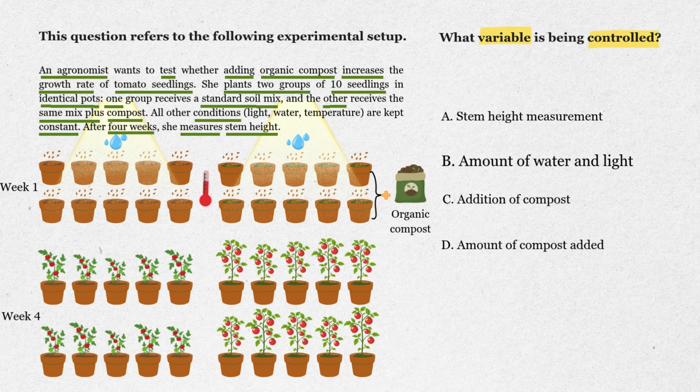B. Amount of water and light. The passage states that the agronomist kept all other conditions, light, water, temperature, constant. Therefore, the amount of water and light are explicitly identified as controlled variables. So the correct answer is B.